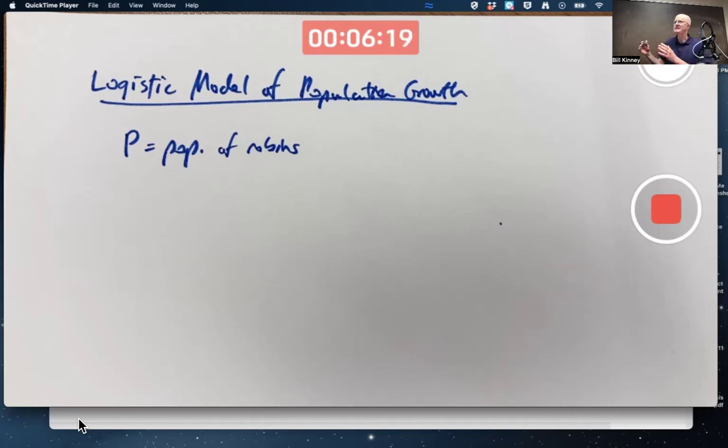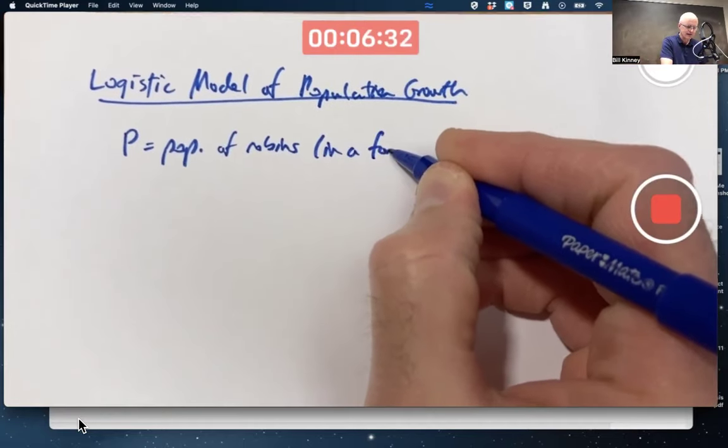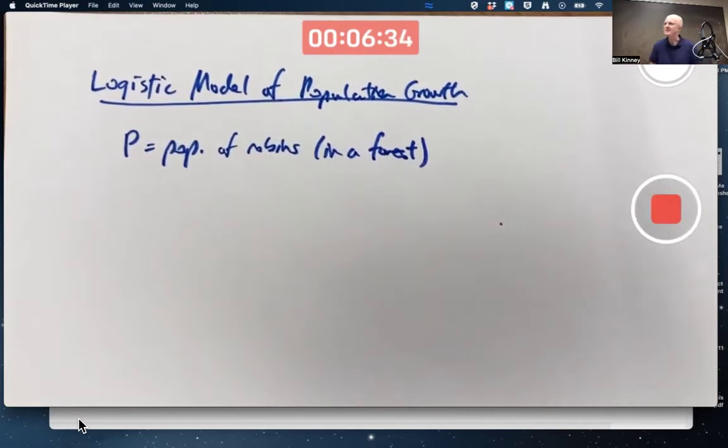If the population is small at first, you would hope it would probably grow exponentially, or you would think it would. But once the population of robins, say in a forest, that's maybe not too big, once that population gets pretty high, there's not as many worms to eat. Probably the population levels off.